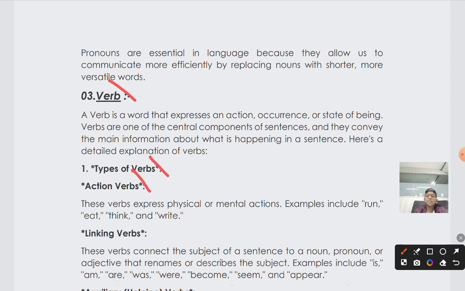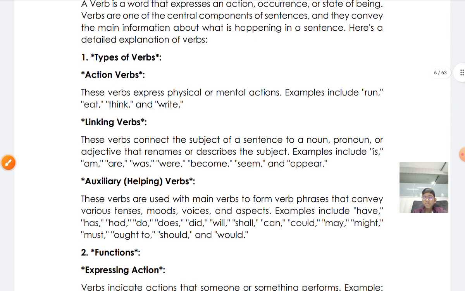The first one is action verbs. These verbs express physical or mental actions. Examples include run, eat, think, and write. Next comes the linking verbs. These verbs connect the subject of a sentence to a noun, pronoun, or adjective that renames or describes the subject. Examples include is, am, are, were, become, seem, and appear.